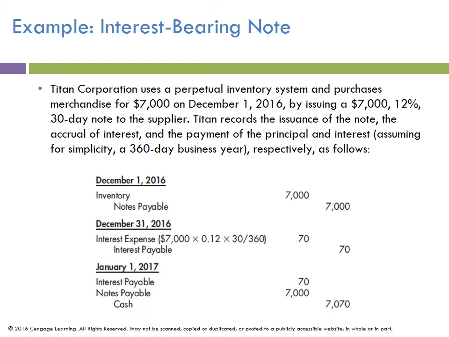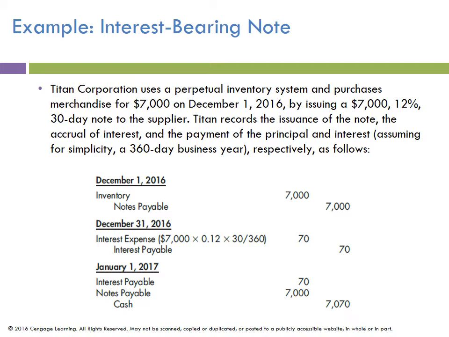Example: Titan Corporation uses a perpetual inventory system and purchases merchandise for $7,000 on December 1st by issuing a $7,000 12% 30-day note to the supplier. Titan records the issuance of the note, the accrual of the interest at the end of the year, and the payment of the principal and interest as follows. On December 1st, when they purchase the inventory, debit inventory, credit notes payable, $7,000, the face of the note.